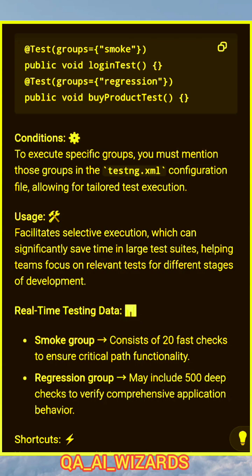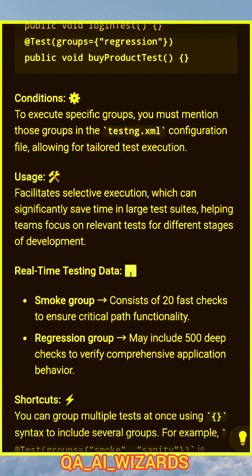And usage: it facilitates selective execution, which can significantly save time in large test suites and helps the team focus on relevant tests for the different stages of development. Real-time testing data: the smoke group consists of 20 fast checks to ensure the critical path functionality. The regression group may include 500 deep checks to verify the comprehensive application behavior.